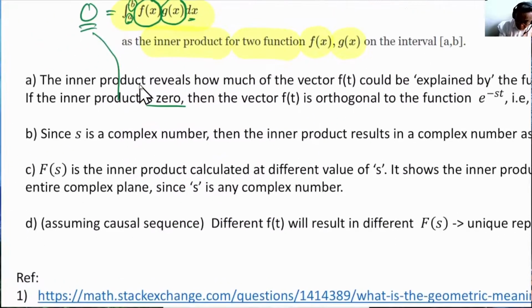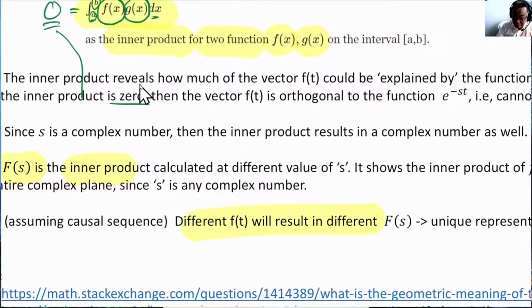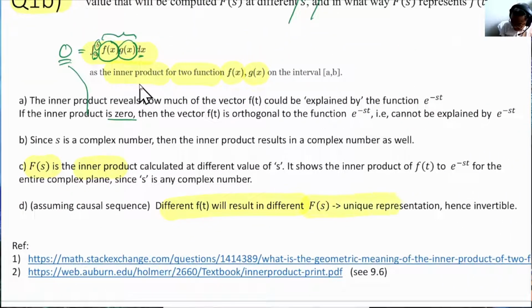Now, the other interpretation is why we are changing f(t) to f(s). Basically, we are trying to represent f(t) with different f(s). That's one interpretation. Because of that, different f(t) will result in different f(s). And when the signal is causal, f(s) is unique. And when f(s) is unique, then we can go from f(s) back to f(t).